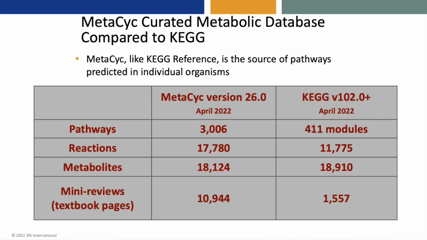Both BioCyc and KEGG contain a set of reference pathways that they use to predict the pathways present in a given organism. And for BioCyc, that reference database is called MetaCyc. MetaCyc is one of the databases in the BioCyc collection. MetaCyc has 3,000 metabolic pathways compared to the 400 metabolic modules present in KEGG. MetaCyc has 17,000 reactions compared to the 11,000 in KEGG. They both have about 18,000 metabolites. And both databases provide curation of what are called mini-reviews, namely curator-authored summaries of enzymes and pathways. MetaCyc has about 11,000 textbook page equivalents of these mini-reviews. KEGG has about 1,500 textbook page equivalents. So you can see MetaCyc has much more in-depth curation than KEGG does.